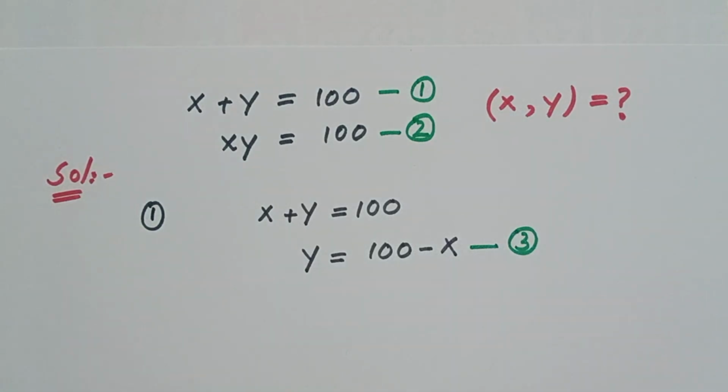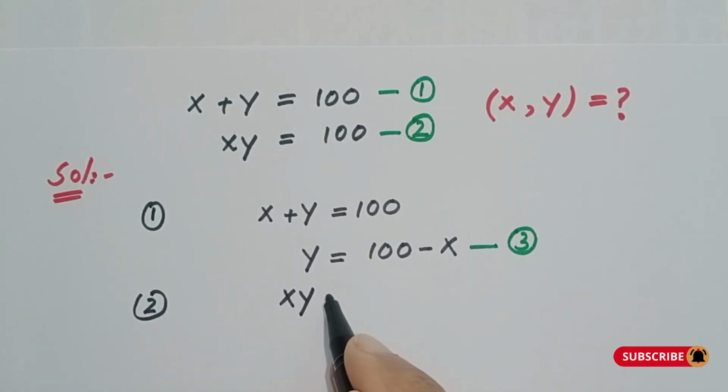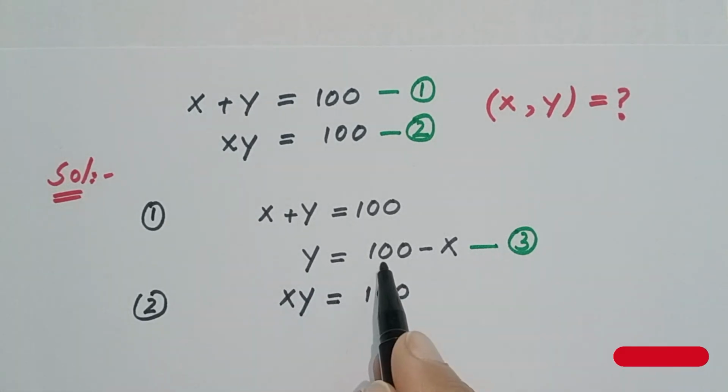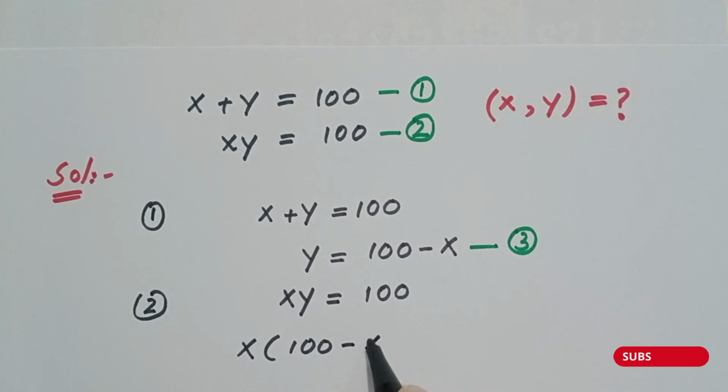So from equation 2, here we have x y is equal to 100. So we have y is equal to 100 minus x. We will plug in the value of y here. So we will write x parentheses 100 minus x is equal to 100.